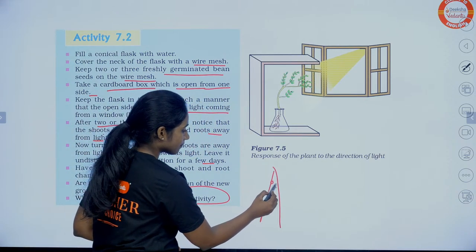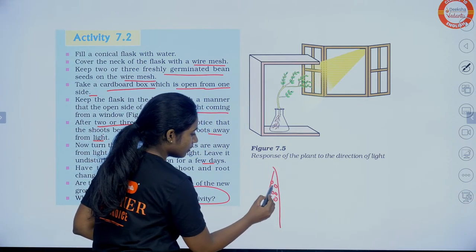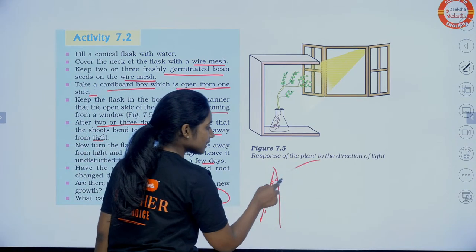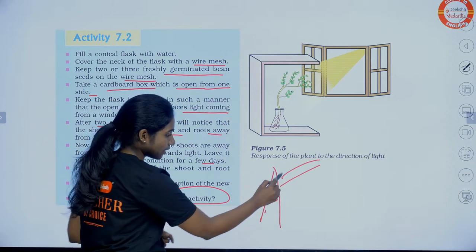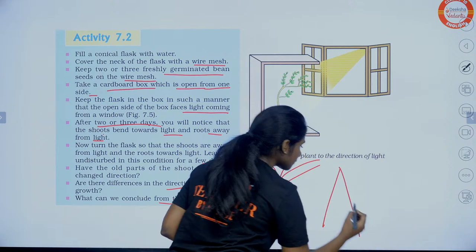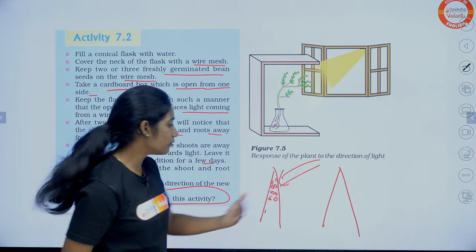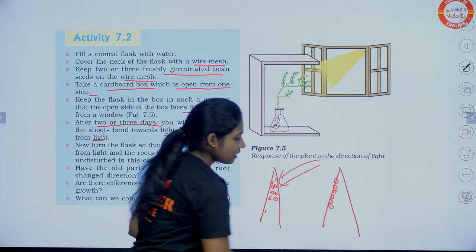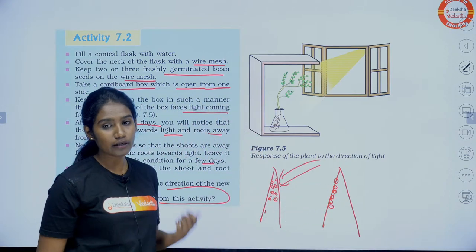Now the auxin is distributed equally at the tip. And now let's say that the sunlight falls on this side. At that time, what happens? The auxin moves to the shaded side. It gets accumulated in the shaded region of the shoot.